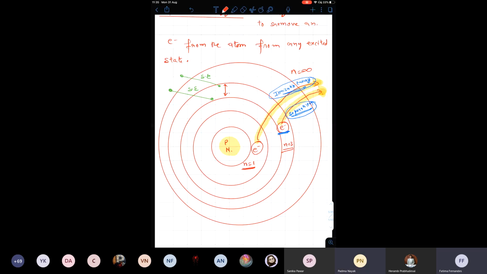But if you want to go from here to here, then what will that be? Excitation energy. That will be your excitation energy. One state to any other excited state, that is called excitation energy. Understood?